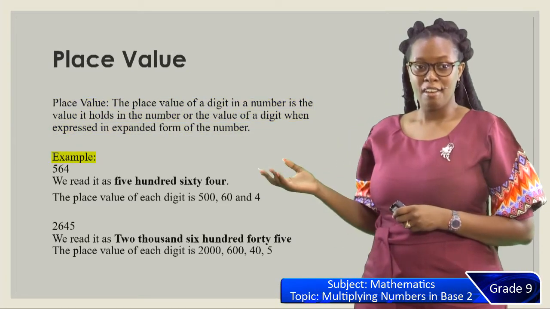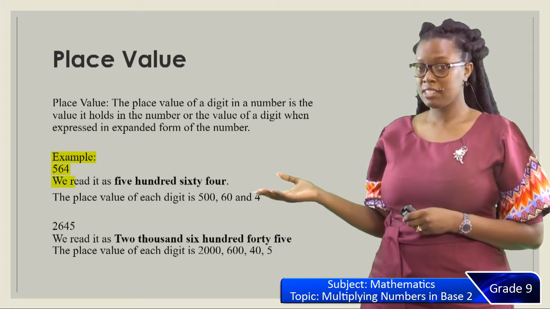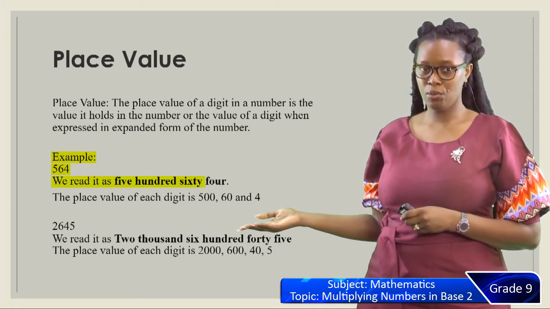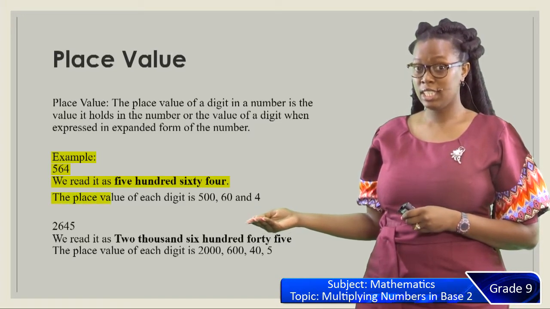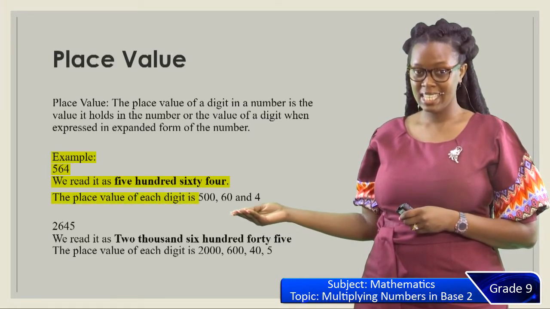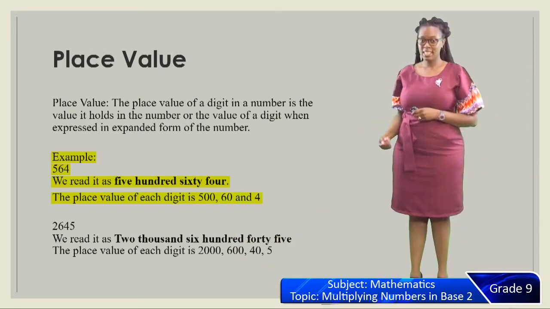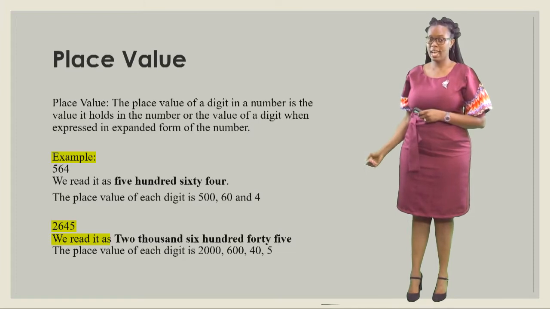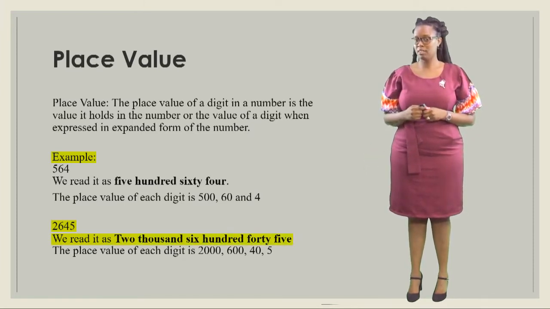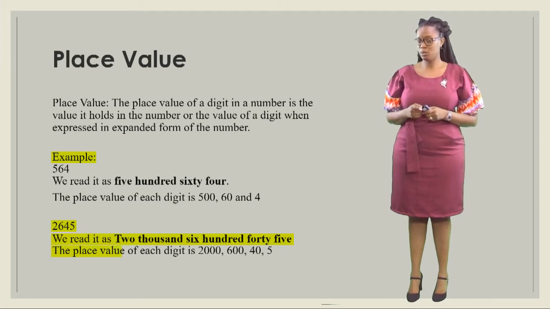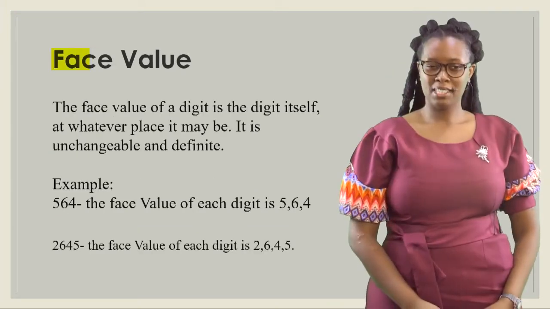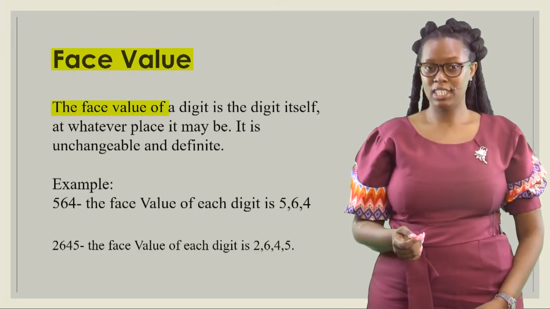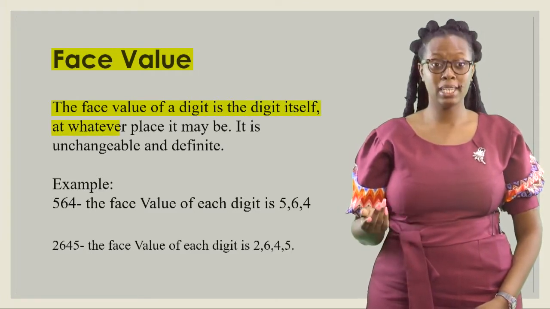For example, 564. We read 564 as 564. Now the place value of each digit in this example is 564. Next example, 2645. We read this as 2645. The place value of each digit would be 2645.